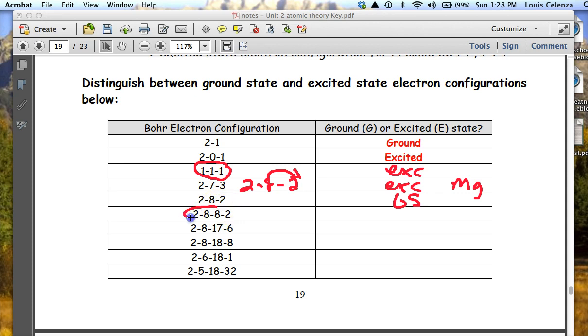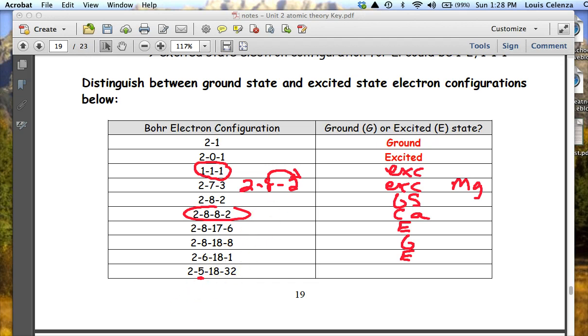Can you find this on the periodic table? Absolutely. That is calcium. Can you find this one on the periodic table? That's in the excited state. This would be in the ground state. This is in the excited state, etc. And I think that you get the general idea. The last one would also be in the excited state, because you notice how there's a 5 here. So that's how you figure out the difference between the ground state and the excited state configurations.